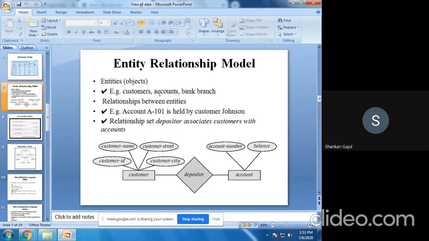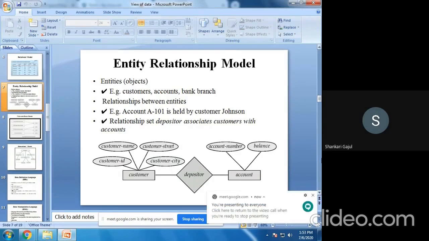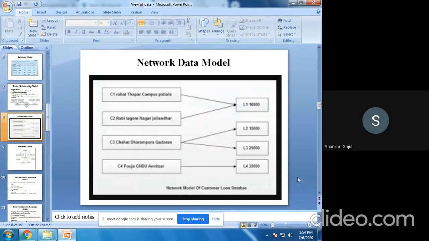So we simply call this a collection of objects or entities and the relationship between them. So this we call an entity relationship model. Okay, so this is the entity relationship model. So moving to the next type, the network data model.